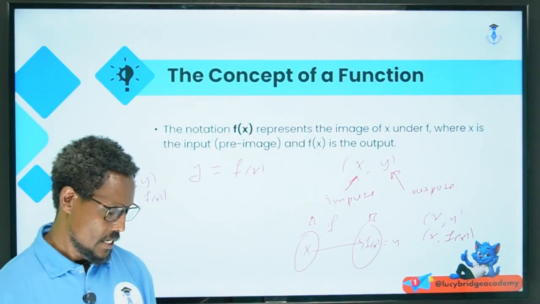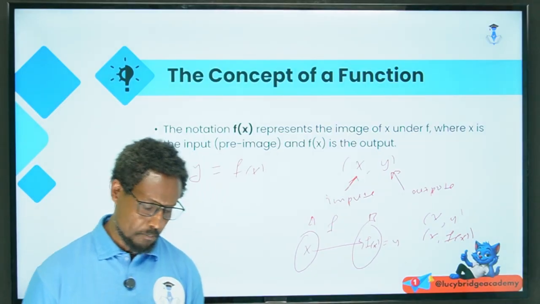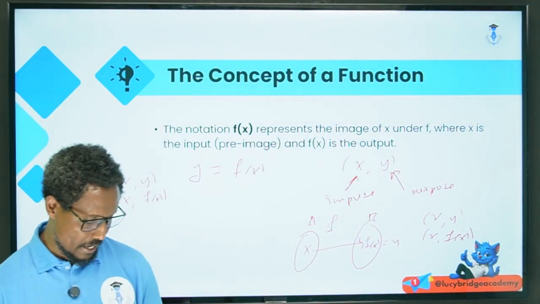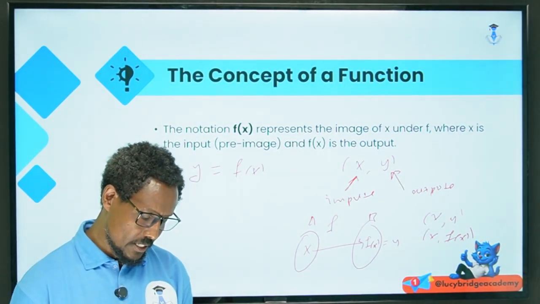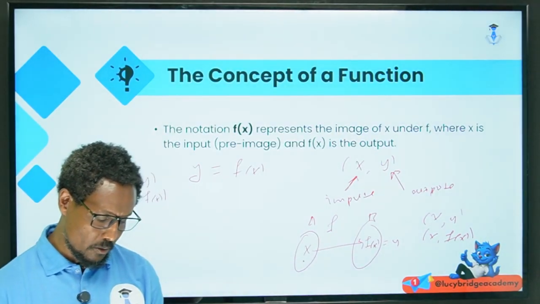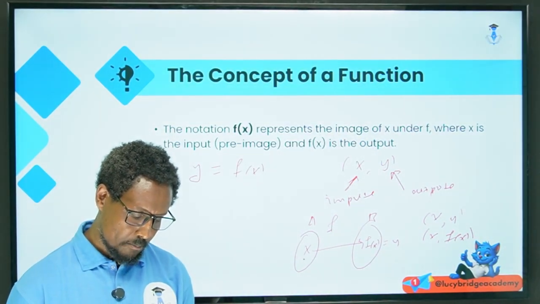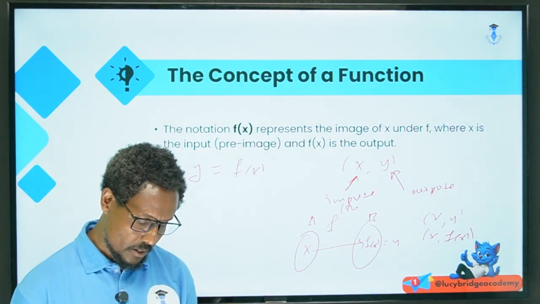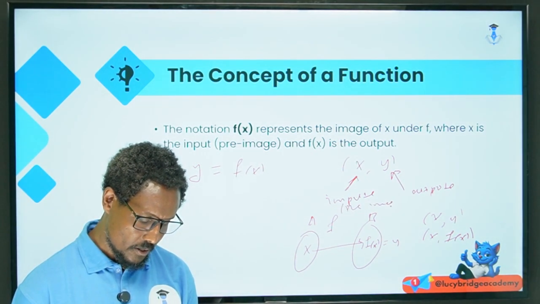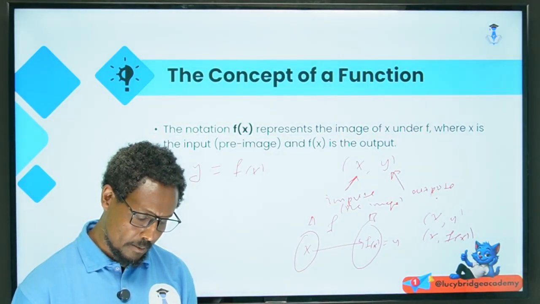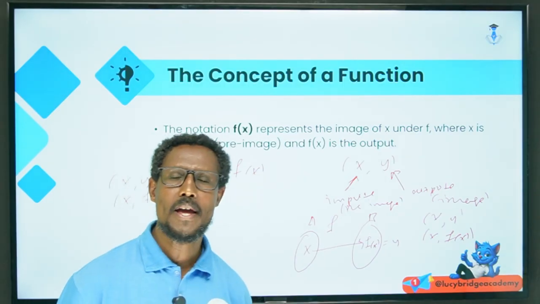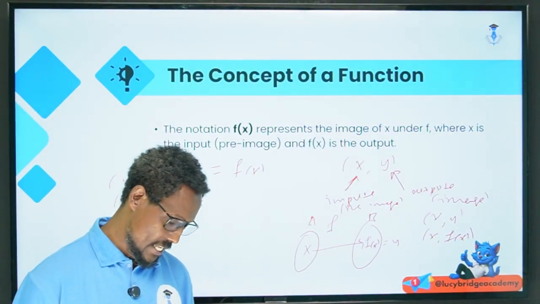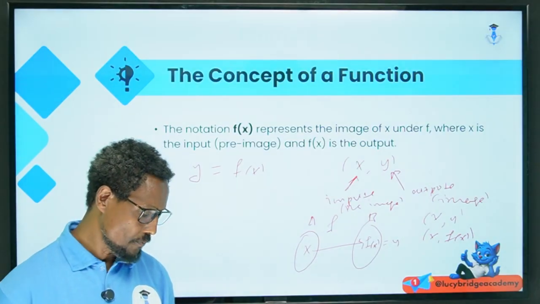Different names. Okay, so the notion f of x represents the image of x under f, where x is input, pre-image, and f of x is output. That means x is input, yes, and we call it sometimes pre-image, all right? Pre-image, and output simply image. Okay, y is the image of x, or x is the pre-image of y. Okay, y is the image of x and x is the pre-image of y.